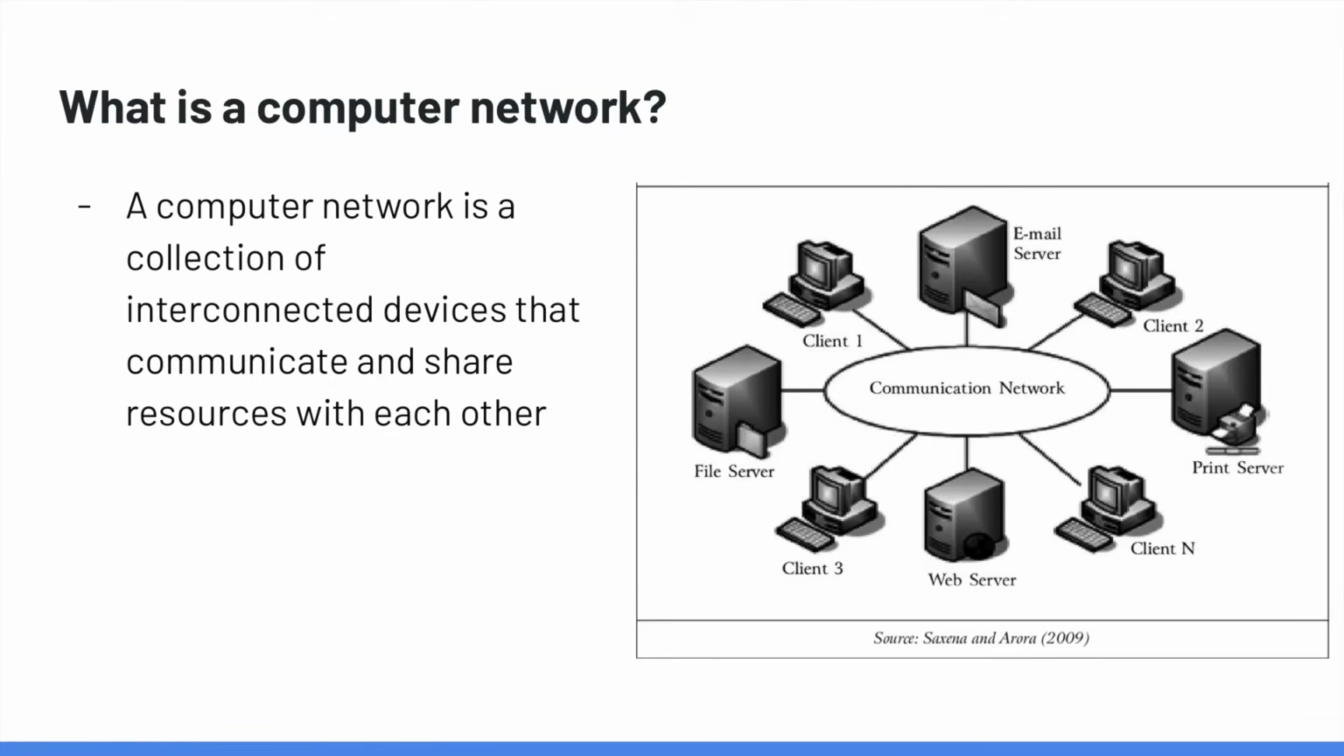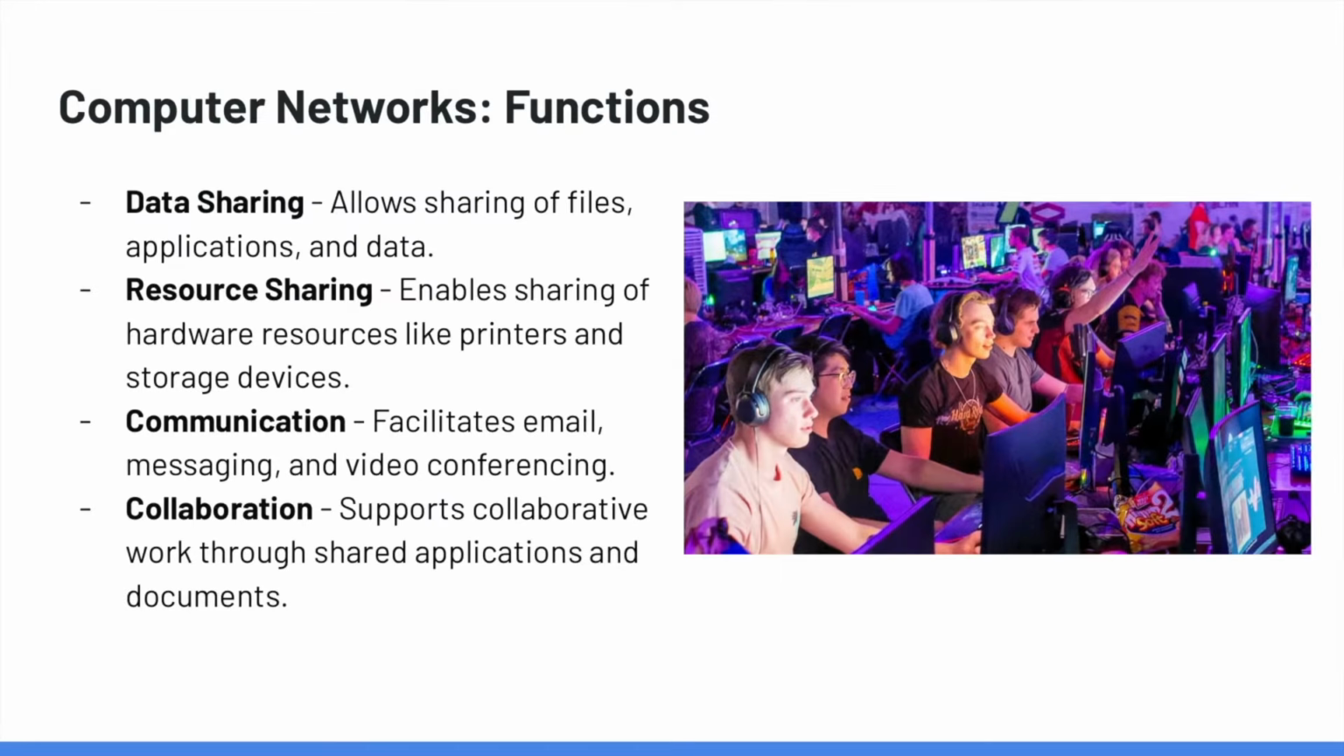Now, to start out, what is a computer network? So basically, a computer network is a collection of interconnected devices that communicate and share resources with each other. Now, if you're watching this on Wi-Fi, then you are connected to a computer network that is connected to the internet. And also, if there are other computers connected to that Wi-Fi network that you're connected to, potentially you could share information with them.